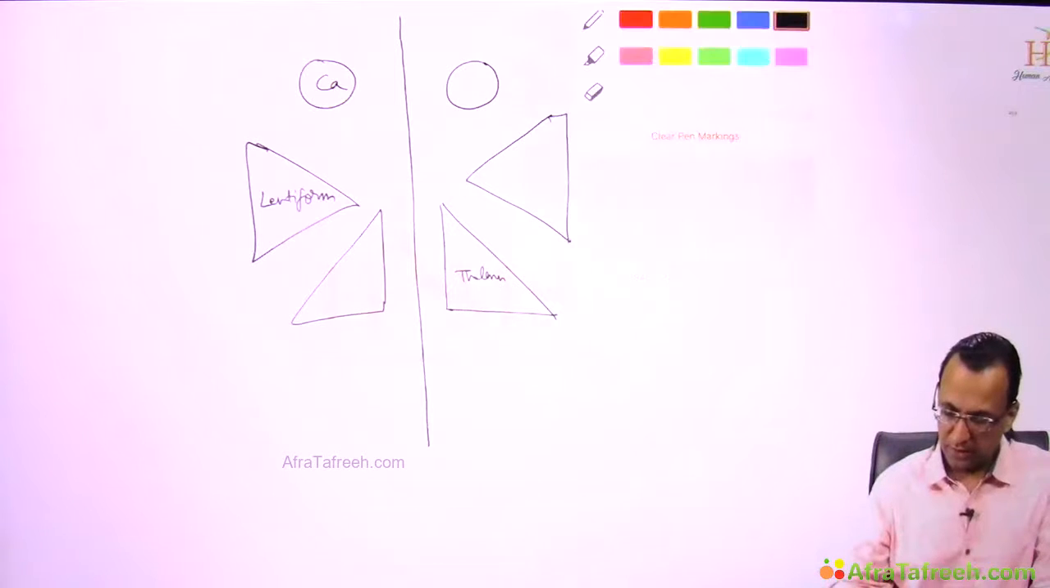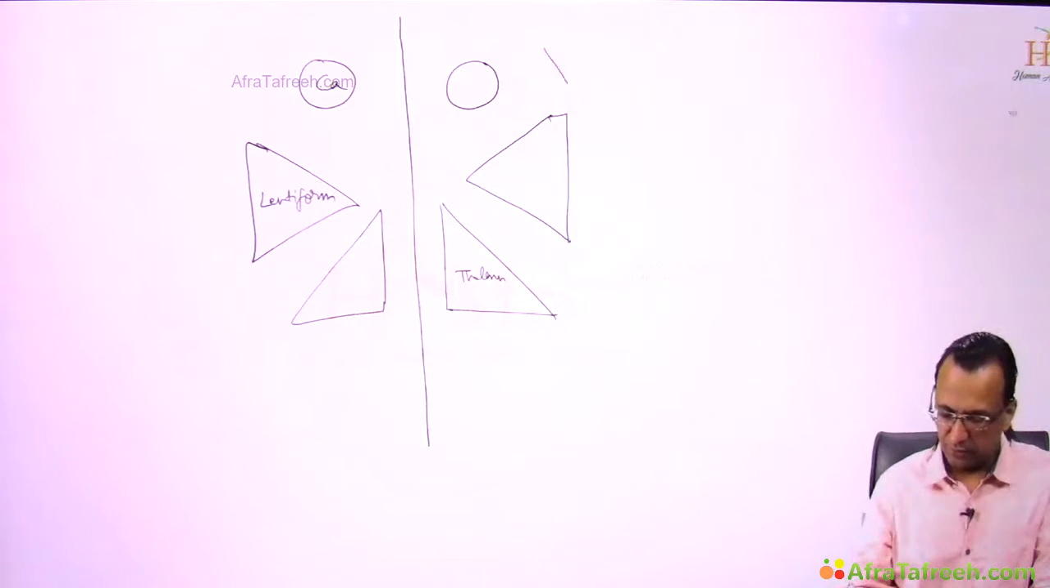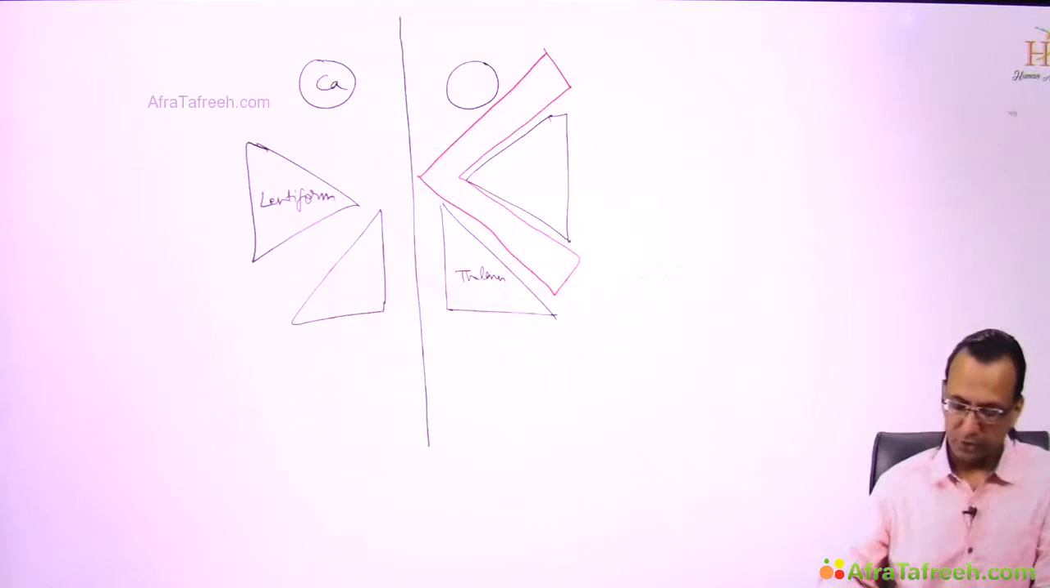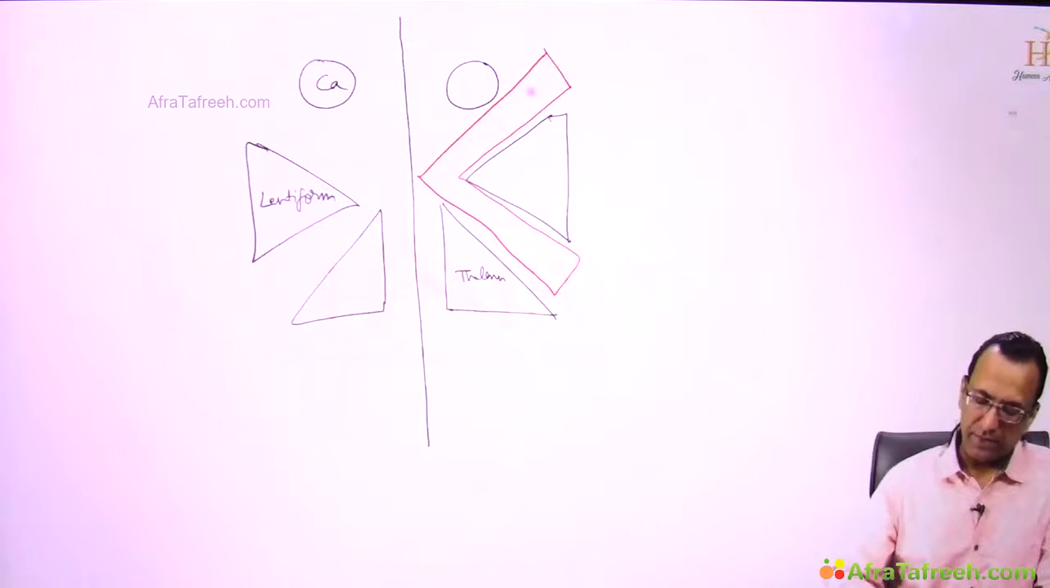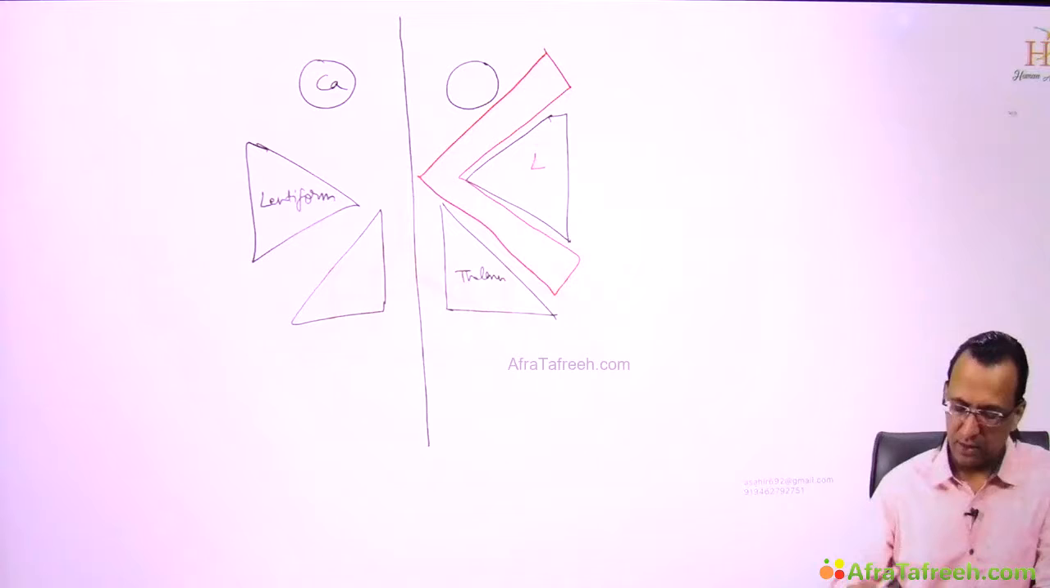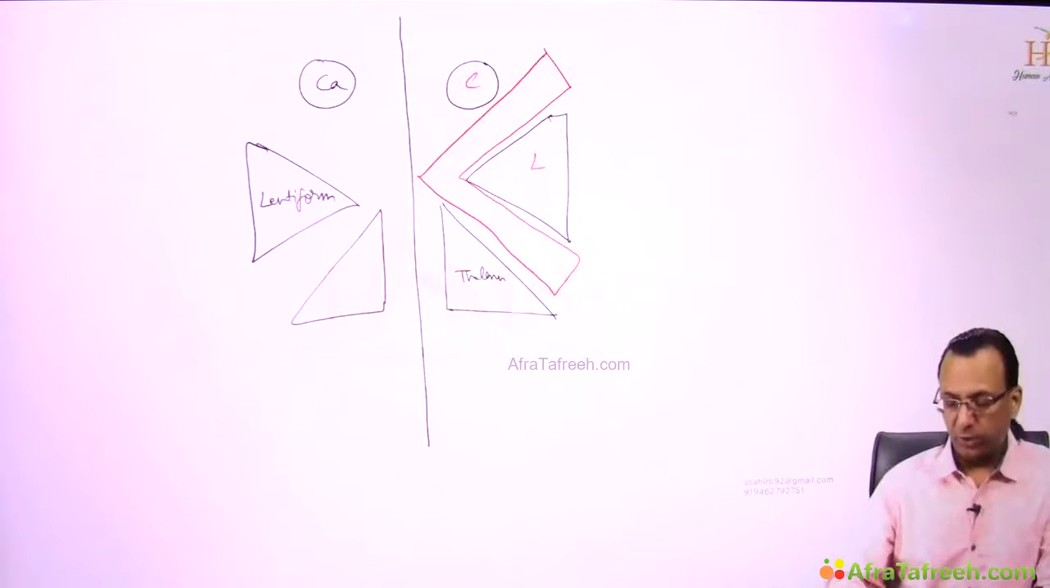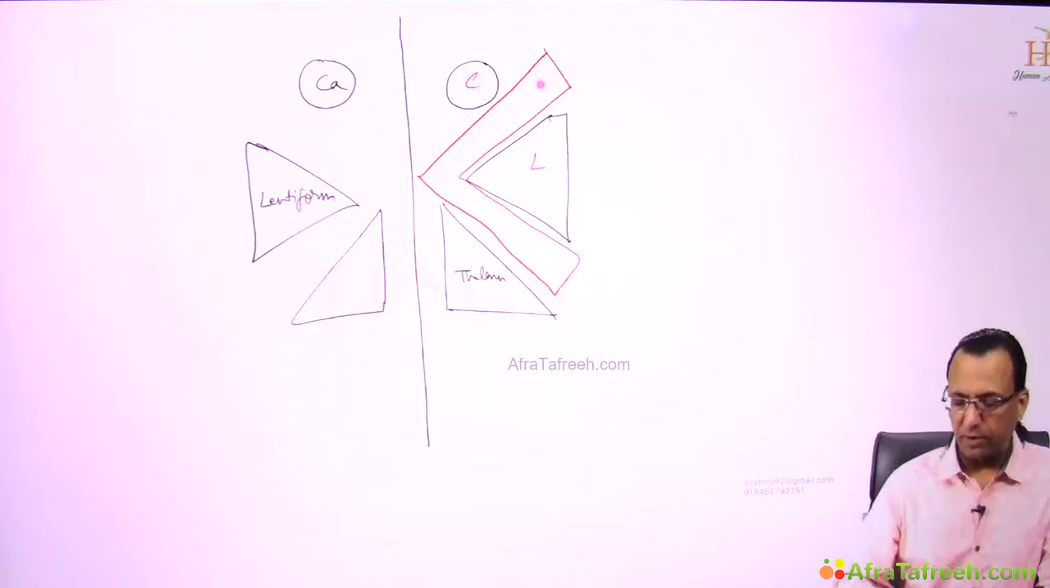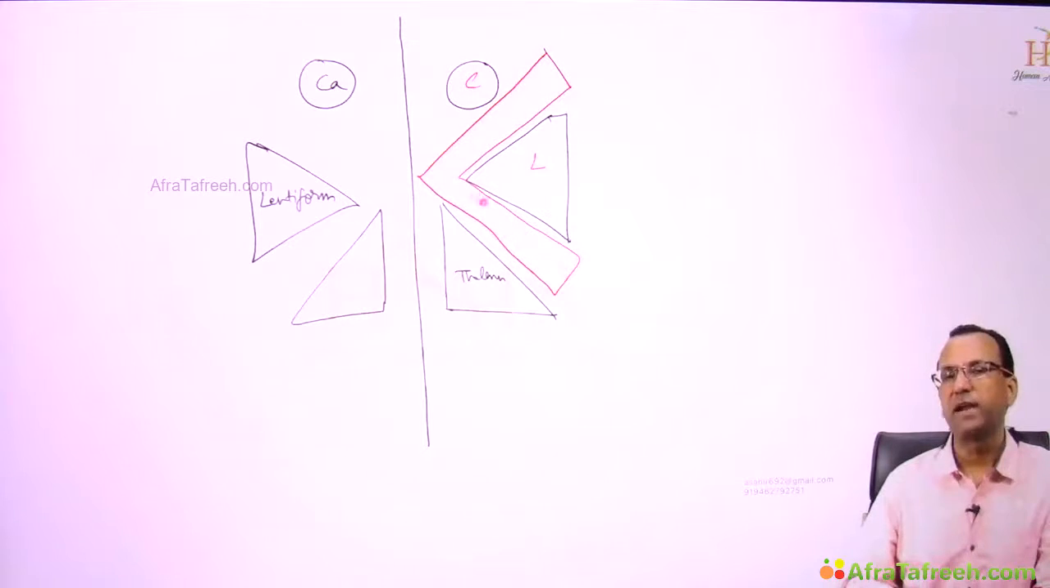So what about that? This is the internal capsule here, sandwiched between the various nuclei, having an anterior limb. The anterior limb of the internal capsule is sandwiched between the lentiform laterally and the caudate medially. What about the posterior limb? The posterior limb is sandwiched between the lentiform laterally and the thalamus medially.